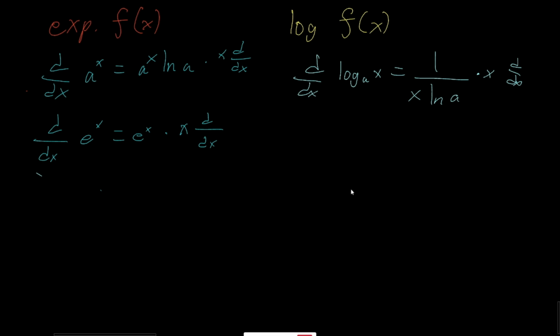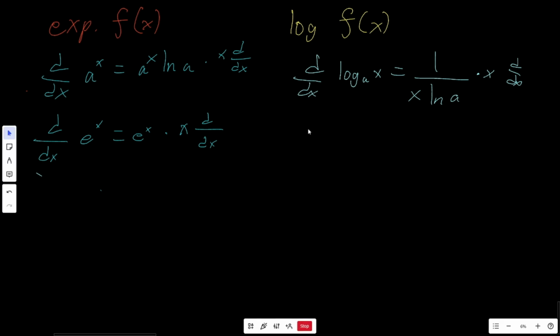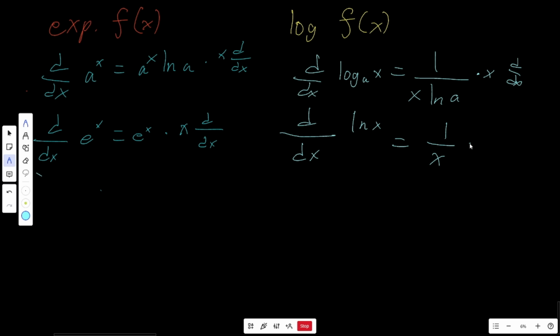Okay, and the other derivative that we need to worry about in terms of logarithmic functions is the derivative of the natural log, which is just an easier version of this. The derivative of ln x is equal to 1 over x times, of course, the derivative of whatever the x in the function is.